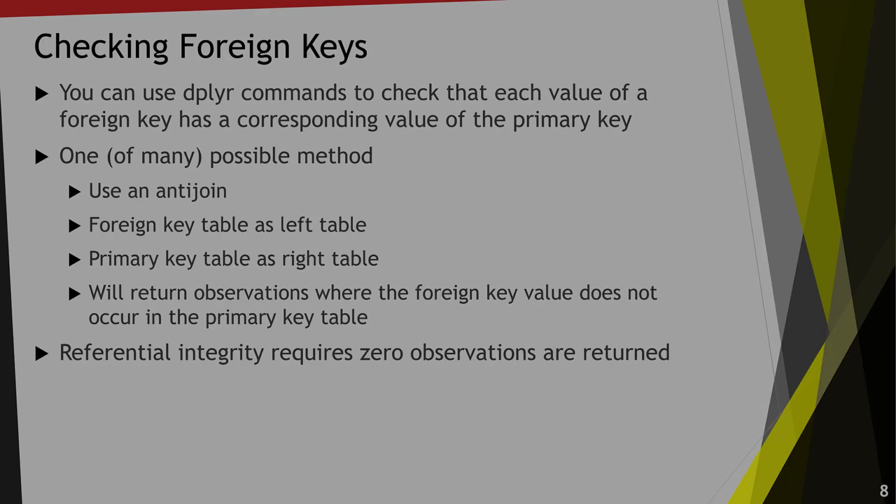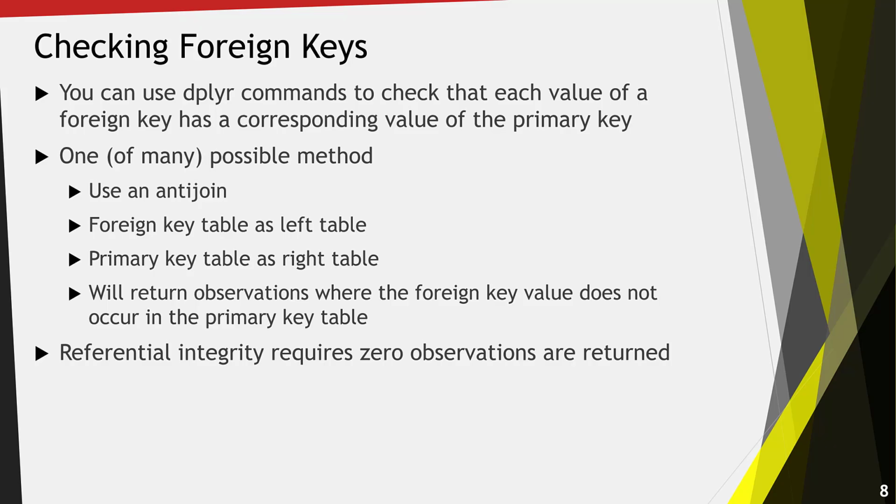Referential integrity also requires that each value of foreign key has a corresponding value of the primary key in the table where it's the primary key. Again, there are many possible ways to investigate this. One would be to use an anti-join. You'll take the foreign key table as the left table. You'll anti-join it to the primary key table as the right table. And this is going to return observations from that left table where the foreign key does not occur in the primary key table. Referential integrity would require that this check return 0 observations.